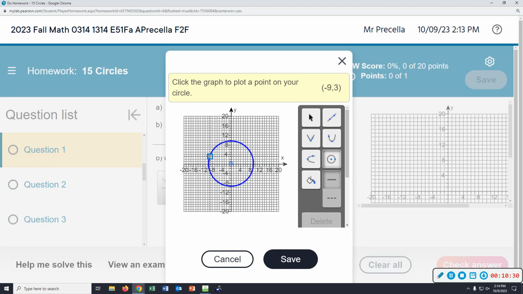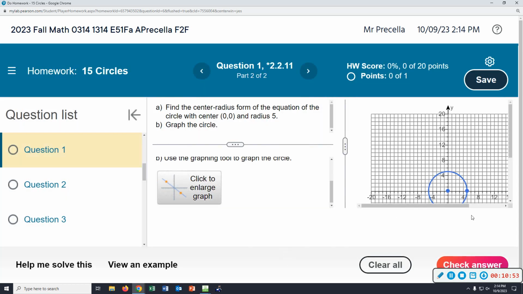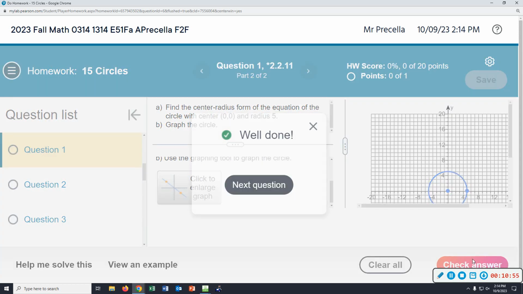Notice as I move my mouse around, it's drawing in every possible circle with the center at 0, 0. So we want the one that has a radius of 5. So we'd have to go over. I'm moving 5 units to the right. Is that the point we want? 5, 0. You click it, save it, and then check your answer.